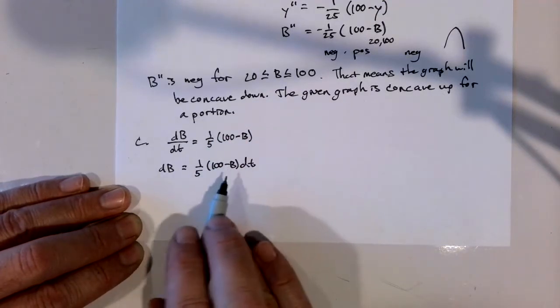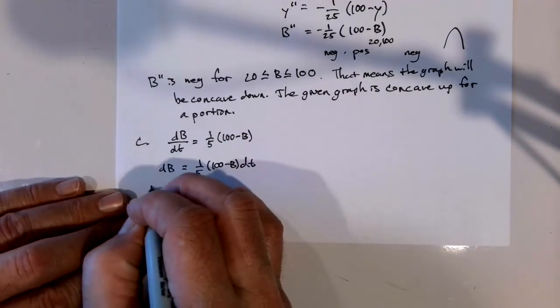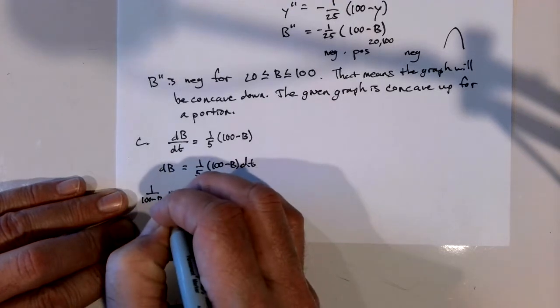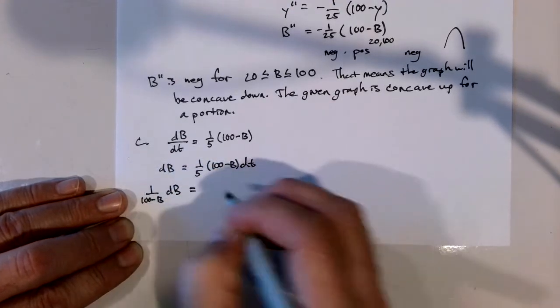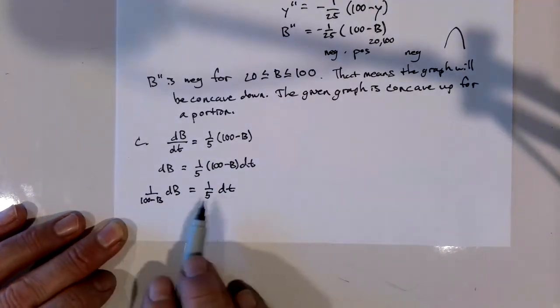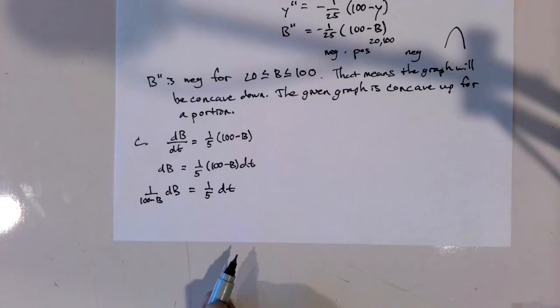So if I multiply both sides by dt, I get dB is equal to 1/5 times 100 minus B dt. Then if I divide by 100 minus B, I get 1 over 100 minus B dB is equal to 1/5 dt. If you could just separate the variables like that, they will give you points.